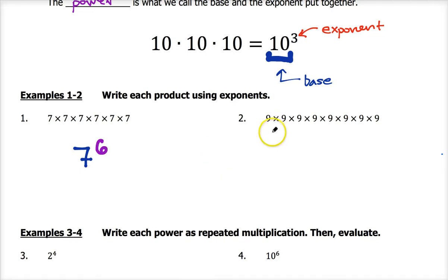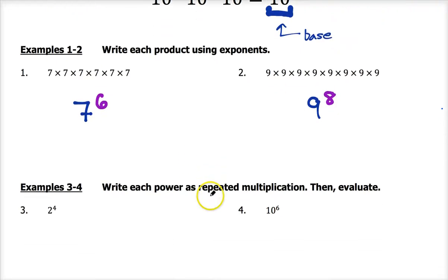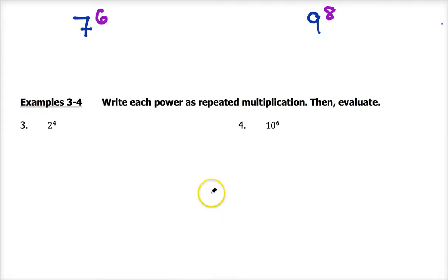Number 2, we're multiplying 9 by itself. So 9 is our base. And we're multiplying it by itself 1, 2, 3, 4, 5, 6, 7, 8 times. So this would be 9 to the 8th power. Okay, moving on to 3 and 4. Now I'm going to give you a power for each of these, and we're going to rewrite it first as repeated multiplication, and then we're actually going to come up with what number that multiplication would give you.